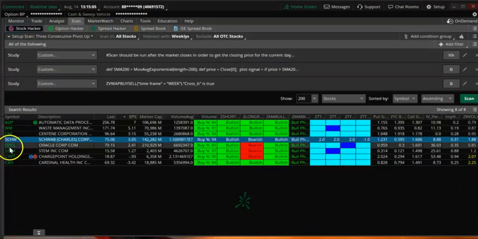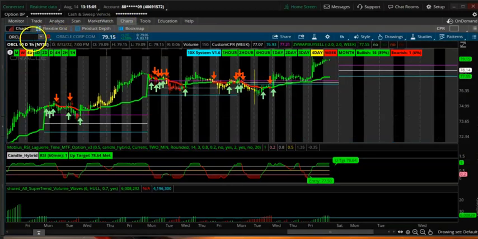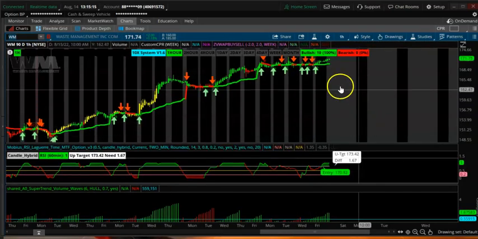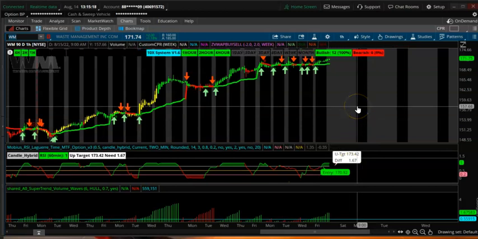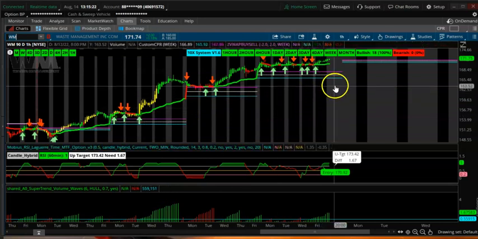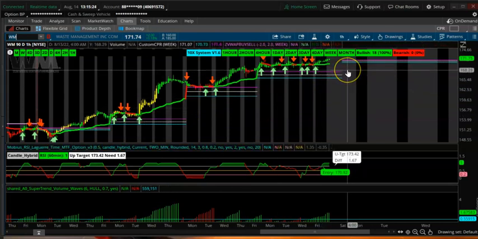Other stocks are WM. Okay, let's look at WM also. Okay, WM. So we provide this CPR scanner for free. Please let me know if you need the scanner. WM turning up. Okay, so you want to wait for the candle to open up, then you can take the trade.